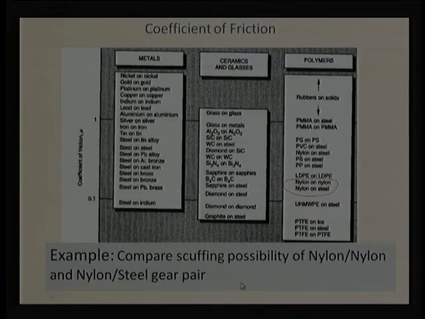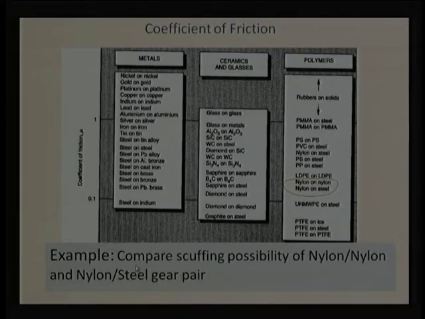We generally do testing of scuffing on various gear machines, but if there is a proper design of the gear and of the lubrication mechanism, there will be a very low probability of scuffing. But it is possible when we use some sort of polymer gear material. We need to find out if there is any possibility of scuffing. So, the example says: compare scuffing possibilities of a nylon versus nylon and a steel-nylon gear pair. Here we are using two nylon gears, and here one steel gear and one nylon gear.